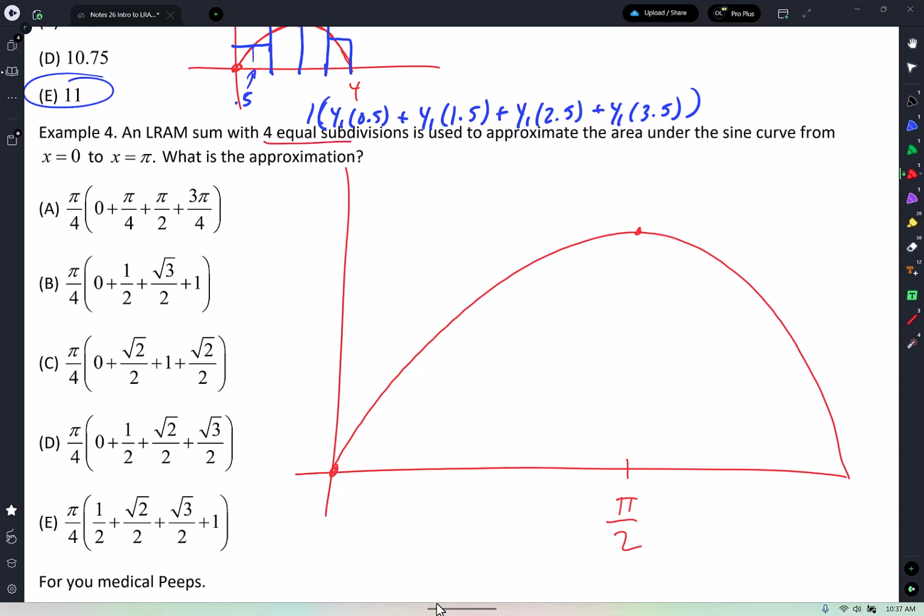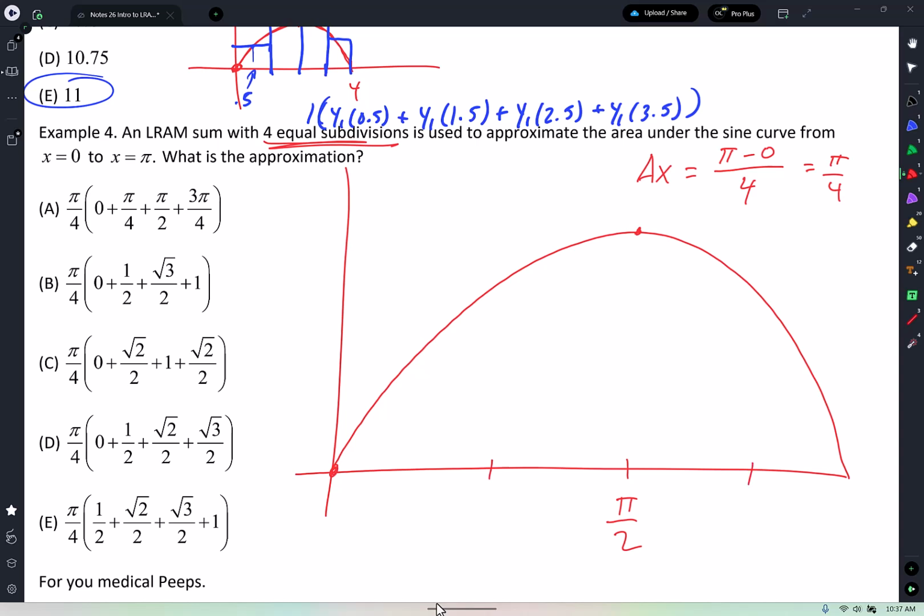How many equal subdivisions do I have? 4. So your delta x of each rectangle, delta x just means the change in x, the thickness of your rectangle, is your rightmost point minus your leftmost, divided by 4. I usually don't show the 0, but I'm showing it now. So every rectangle has a delta x of pi over 4.